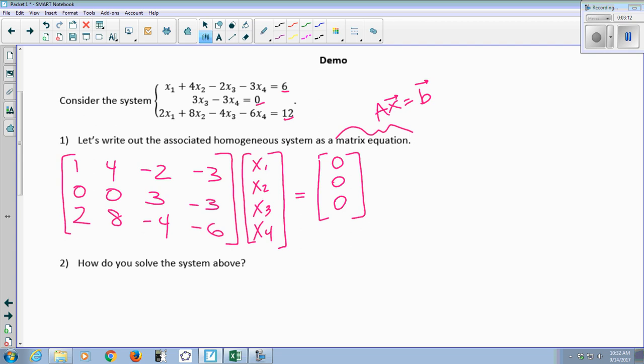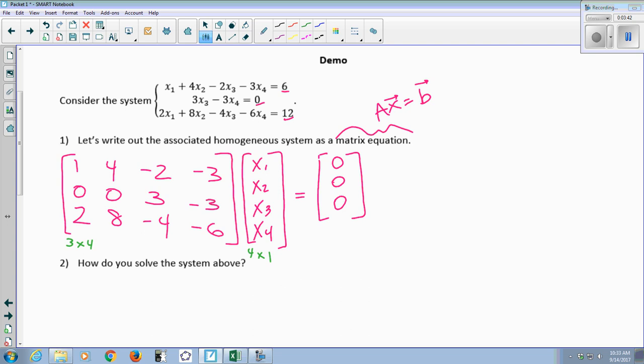Just to make sure that you did this all correctly, that you have the correct number of columns in these 2 vectors, it's helpful to sometimes write out the dimensions. This coefficient matrix is a 3 by 4, 3 rows, 4 columns, which means that my vector of unknowns has to have 4 entries because the inner dimensions have to match. So this is a 4 by 1.